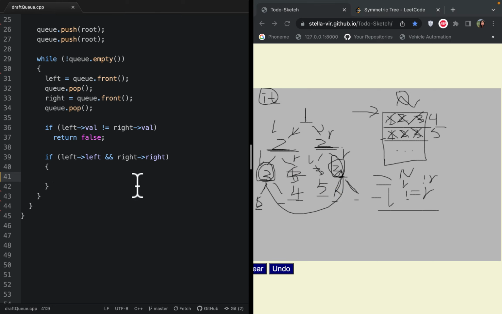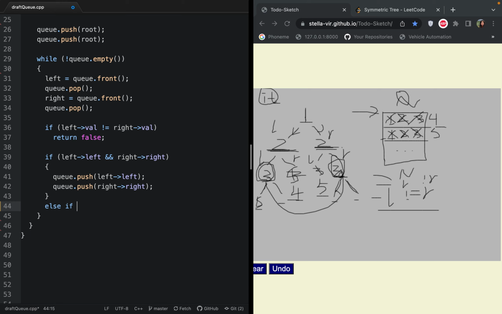So left and right, we need to append or push. In the C++ case, you push it into our queue to evaluate if the left and the right are equal.